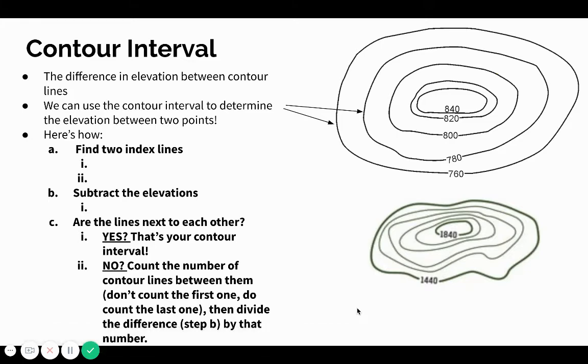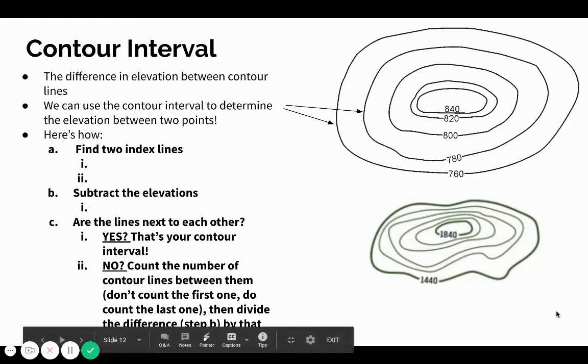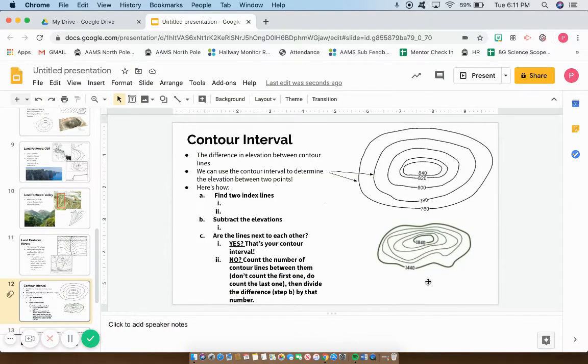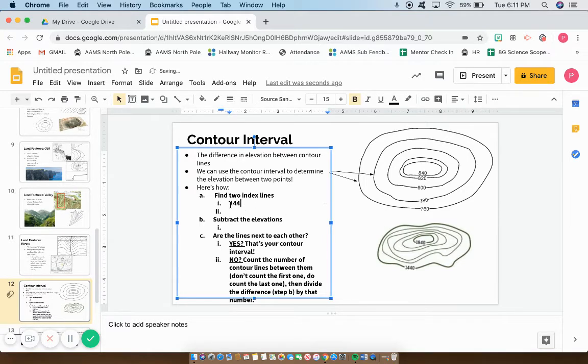I hope that doesn't seem confusing to you guys, but just in case, we're going to do our first worked example using this topographic map here. The question is asking us, what is the contour interval of this map? All right, guys, let's do it. Our first step is find two index lines. So I'm looking for those bold lines. Found my first one is at 1440. And my next one I see here is 1840. So I have one that's 1440 and one that's 1840. Perfect. First step is done.